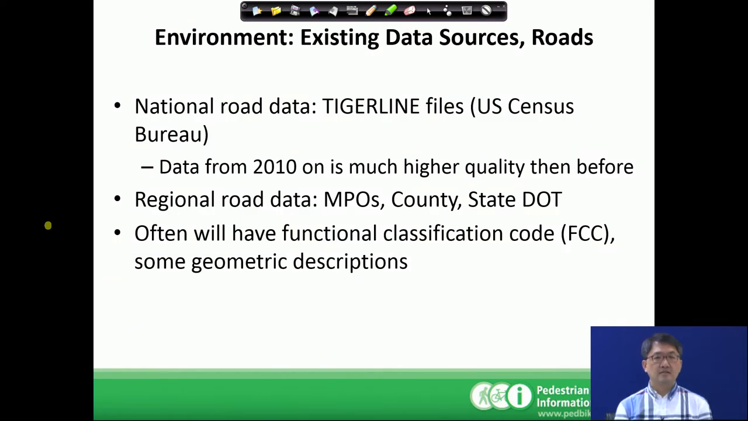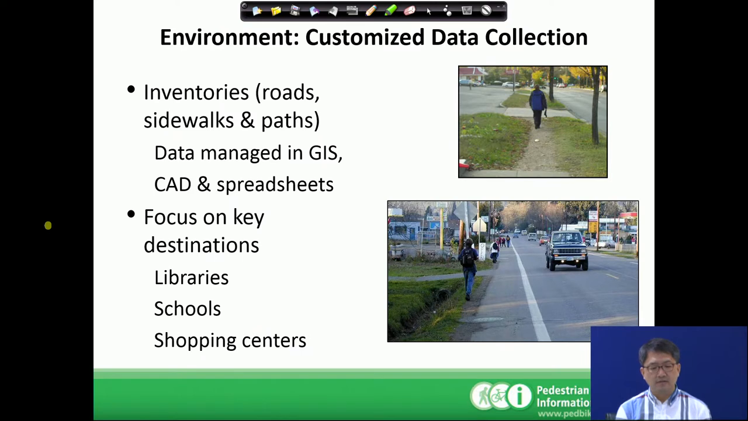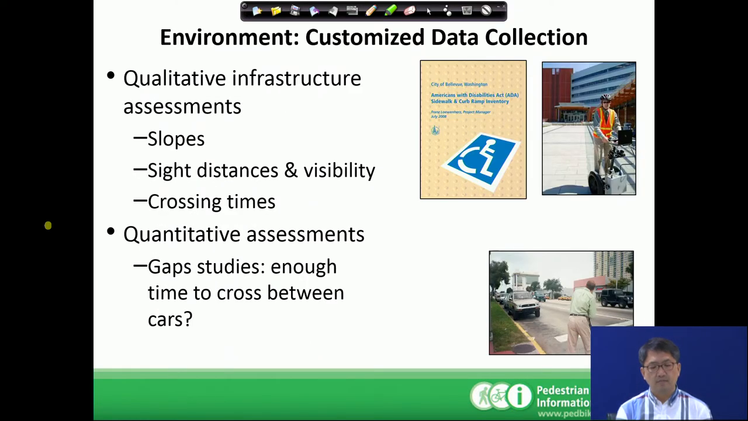Obviously, there are a lot of good data sources. At least in the US, TIGER/Line is a good GIS-based data source, providing very detailed quality information on the roadway system. Many regional road data are available through MPOs, metropolitan planning organizations, counties and state DOTs, by different classifications of the roadway system, and also for sidewalks and paths. They're available as GIS, CAD, or sometimes Excel spreadsheets. Sometimes we focus on safety for school zones and activity locations like shopping centers and libraries. Understanding the qualitative aspects of infrastructure is also important.